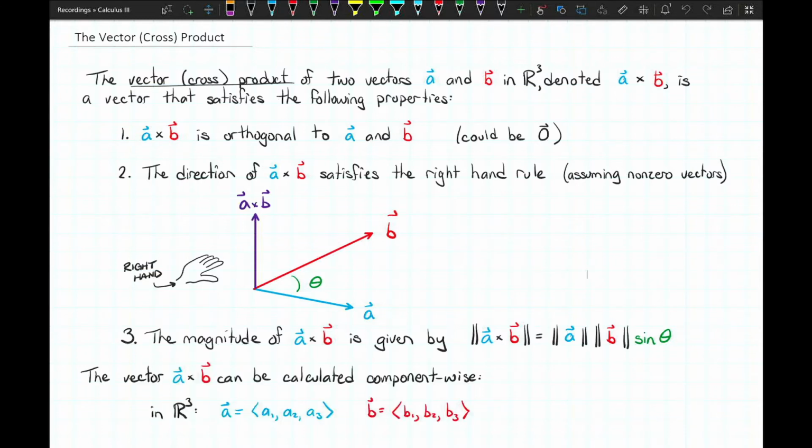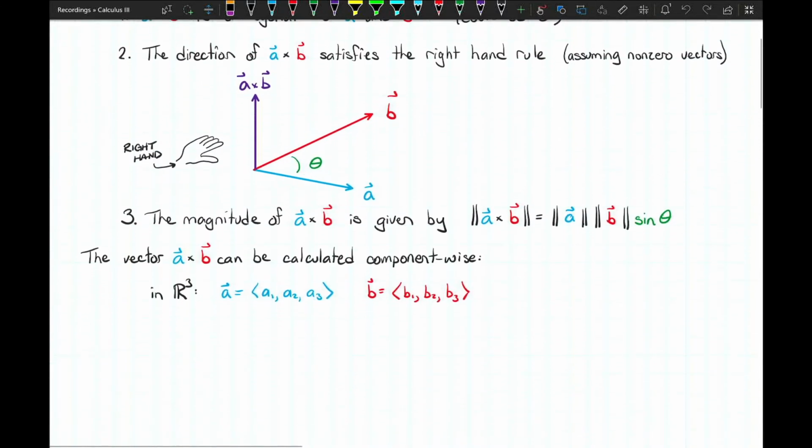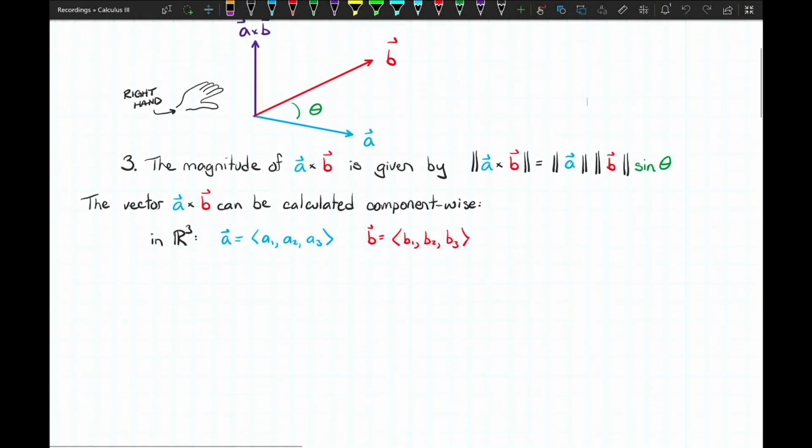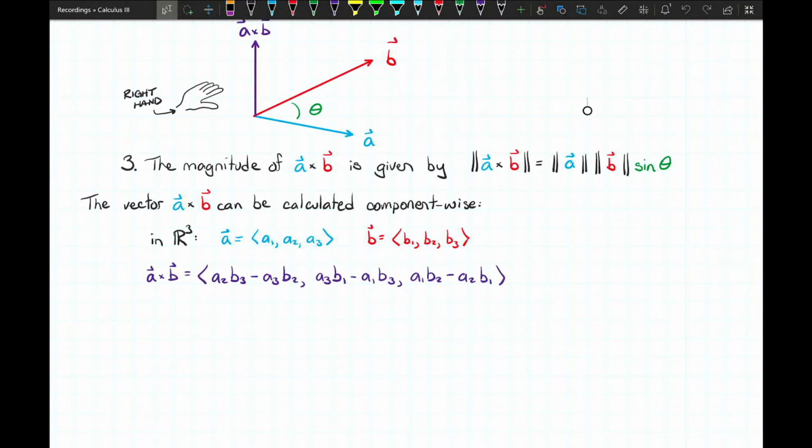Now, remember, A and B are in R3, so we may want to just have them component-wise as A being A1, A2, A3, and B as being B1, B2, B3. Given those values, then the cross product, A cross B, is a bit of a complicated formula, but can be easily calculated component-wise: A2B3 minus A3B2, A3B1 minus A1B3, A1B2 minus A2B1.